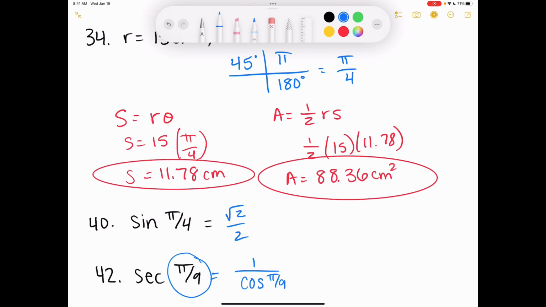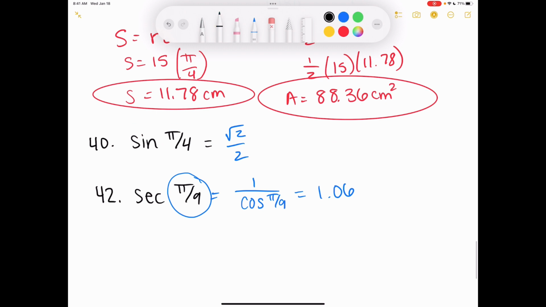So it'll be 1 divided by cosine of pi divided by 9. Oh, not tangent. So then 1.064, or so 1.06 would be the value for that one. Did everybody get that?